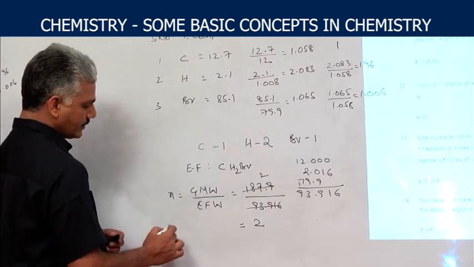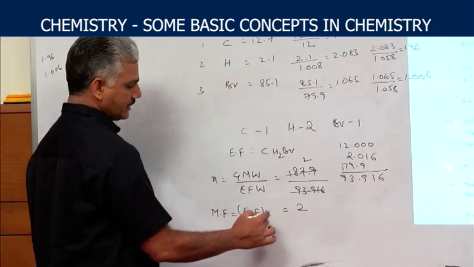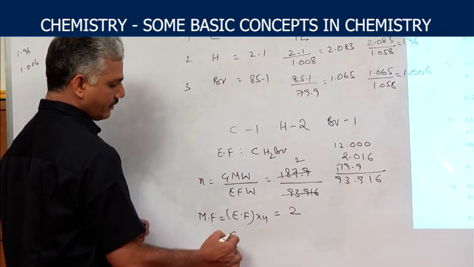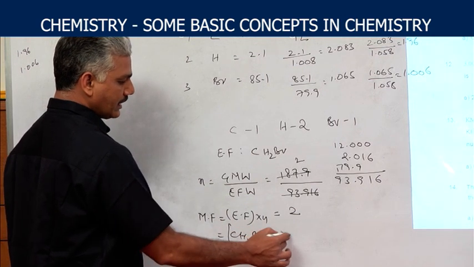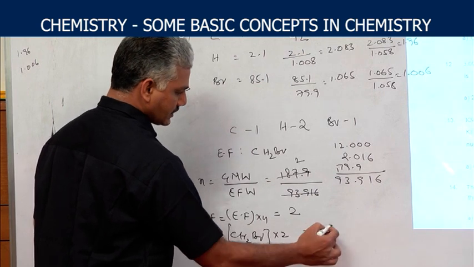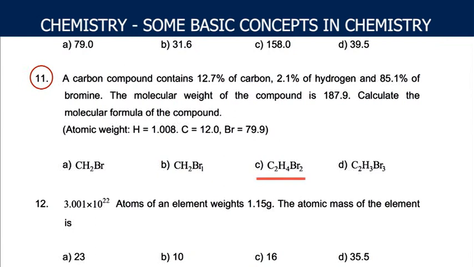When the n factor is 2, the molecular formula is calculated by using the relation empirical formula into n factor. The empirical formula came out to CH2Br. It has to be multiplied now with 2. So, the answer is finally C2H4Br2. The third option, C. So, for the 11th problem, the correct answer can be taken as C.